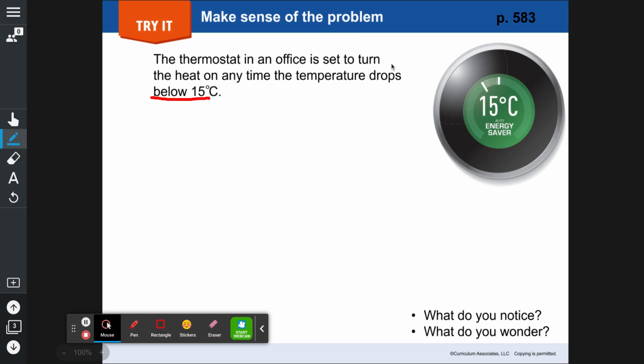Let's think about this problem. We have a thermostat. It's set to turn the heat on anytime the temperature drops below 15 degrees Celsius. That's probably pretty important. I'm going to underline drops, that's our verb there. Think about that for a minute. Think about some temperatures that the office could drop to before the heater turns on. Think about that for a minute.